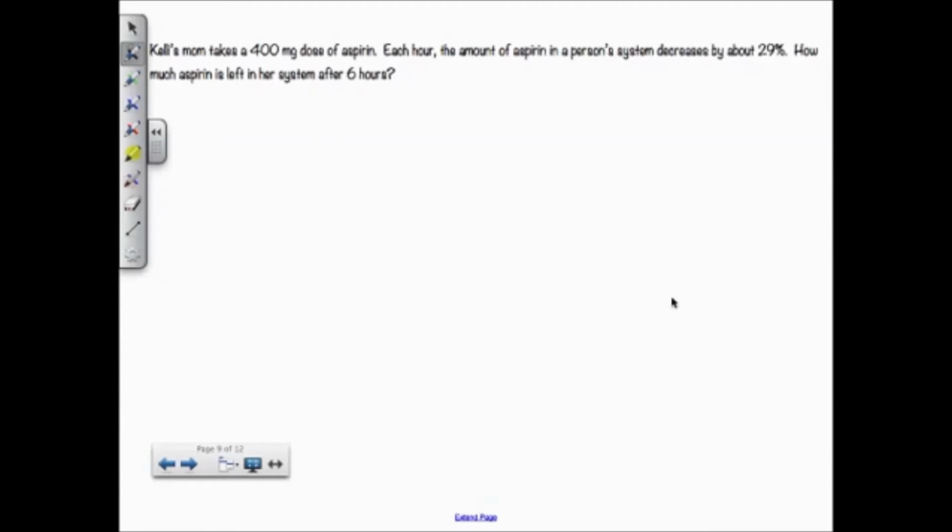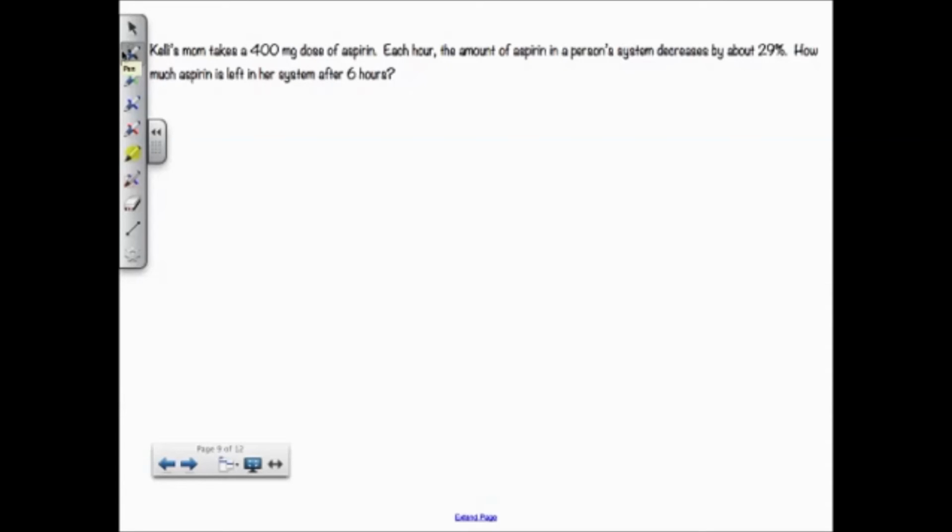All right, here's an example of a real-life situation in which exponential decay happens, just like the example that we looked at with the car's value depreciating. When you take medicine, the amount of medicine that's in your body decreases by a certain factor, and so after a while, it'll eventually taper off. So let's take a look at question 3. Kelly's mom takes a 400 milligram dose of aspirin. Each hour, the amount of aspirin in a person's system decreases by about 29%. How much aspirin is left in her system after 6 hours?